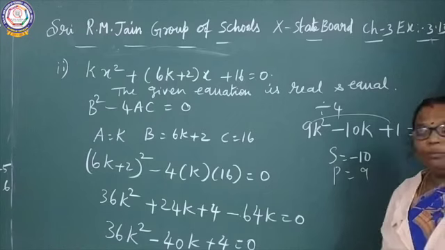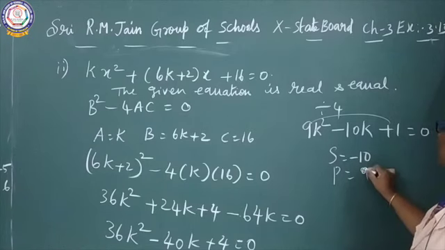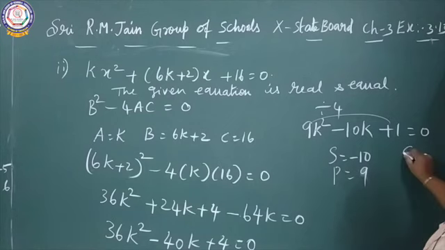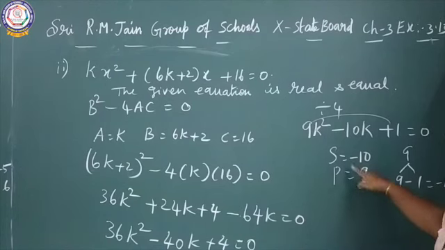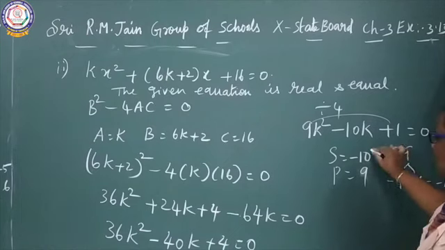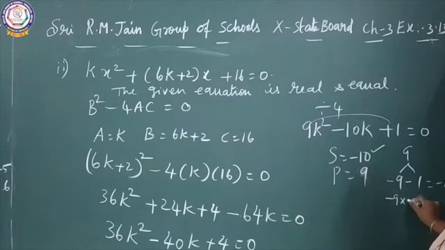Sum equal to minus 10, product equal to 9. See, 9 ones are 9. Minus 9 minus 1 gives minus 10. You see the sign and write. The same way, minus 9 into minus 1 equal to plus 9.